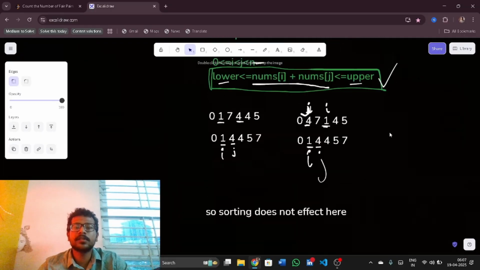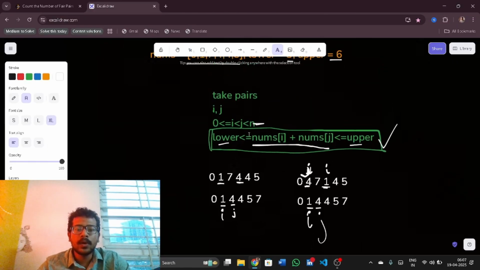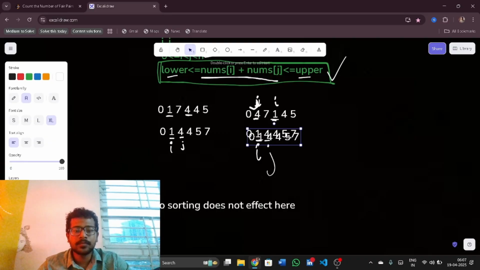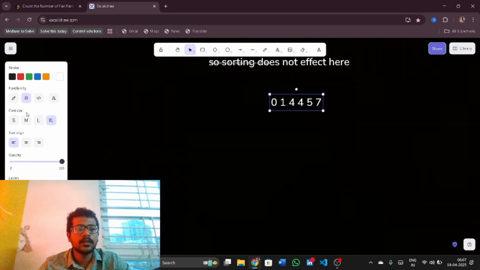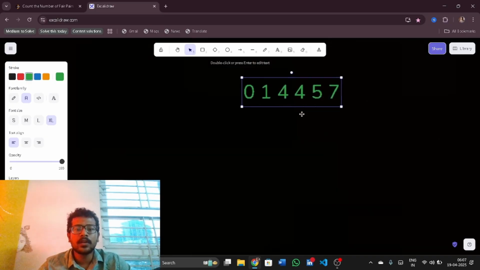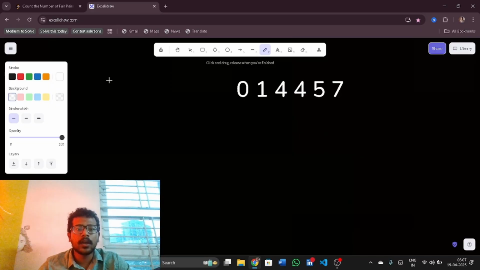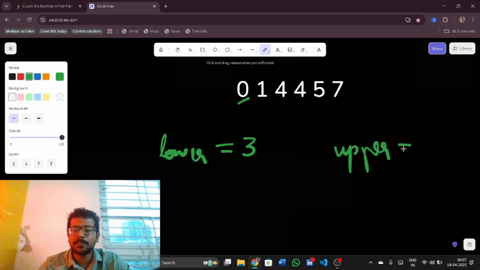Okay, now I have sorted this. Now let us see: lower is less than or equal to nums of i plus nums of j is less than or equal to upper. Let me take this array which is sorted. Here I am taking 0. Just remember that lower which is given to us is 3, and the upper which is given to us is 6.